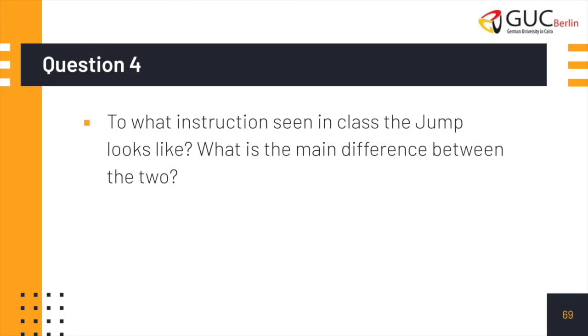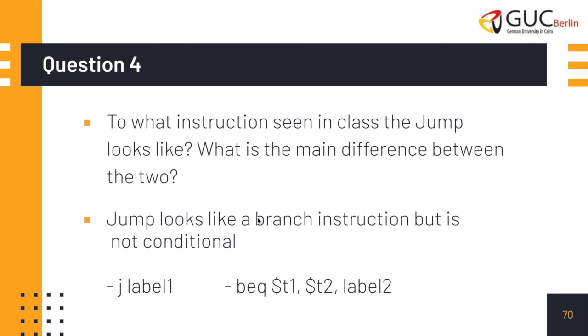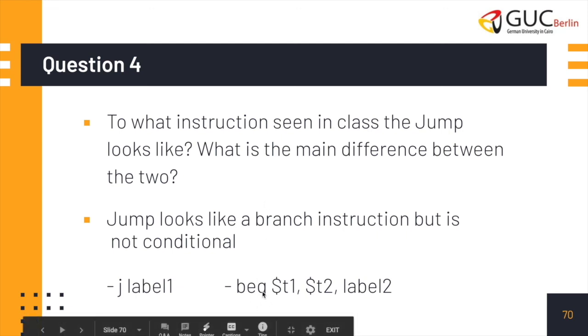Question 4. To what instruction seen in class does the jump look like, and what is the main difference between the two? As I told you before, the jump looks like a branch instruction, but it is not conditional. The branch on equal instruction checks if T1 is equal to T2, and then jumps to this label. It's a conditional jump. While the normal jump instruction is unconditional. It will always jump to this label. J label 1 will always jump to label 1.